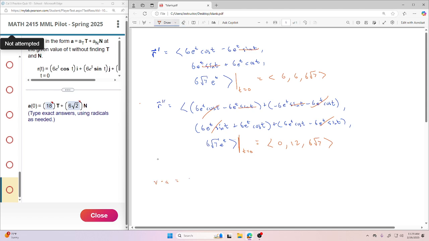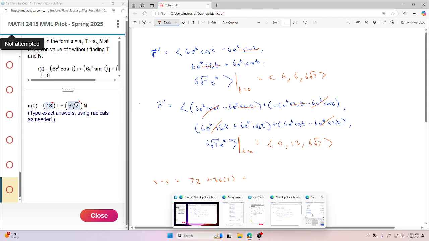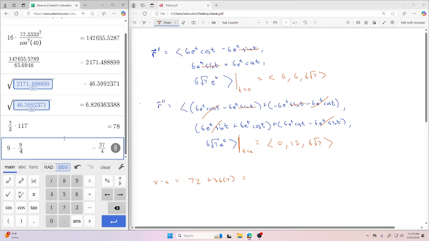V dot A, anything times 0, 0. 6 times 12 is 72. And then this times this, you'll get 36 times 7, because the square roots cancel essentially. Calculator. Get that out of the way here.